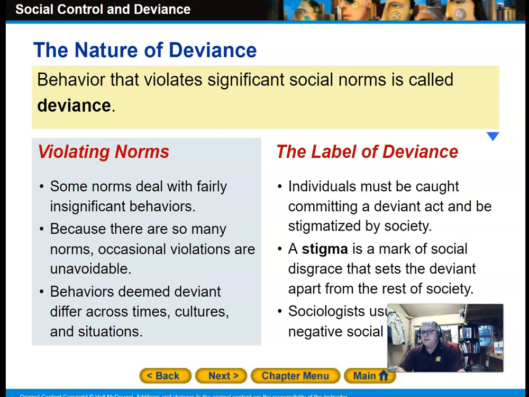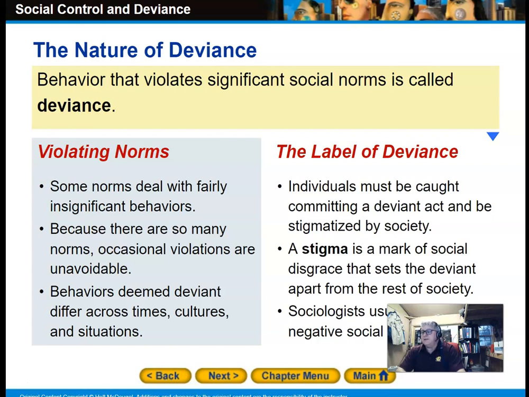The nature of deviance: behavior that violates significant norms is called deviance. Some norms deal with fairly insignificant behaviors. Because there are so many norms, occasional violations are unavoidable. Behaviors deemed deviant differ across times, cultures, and situations.